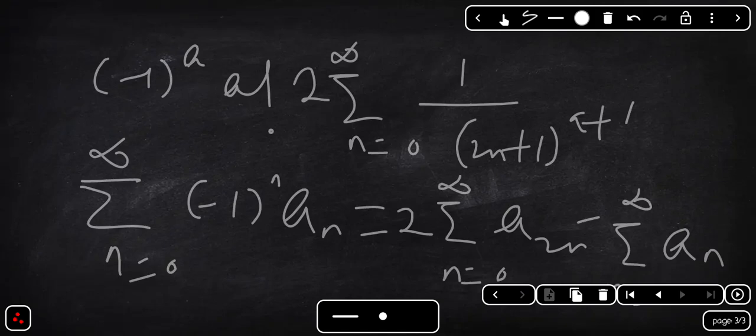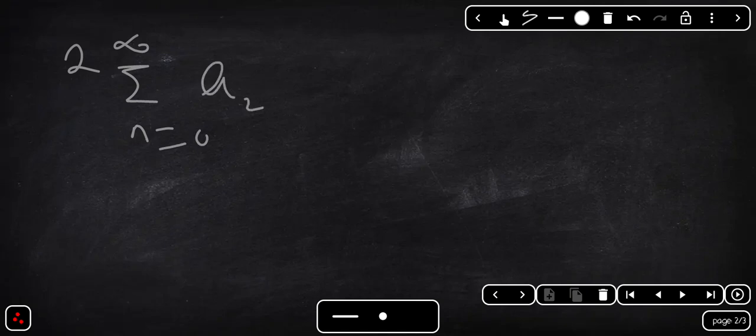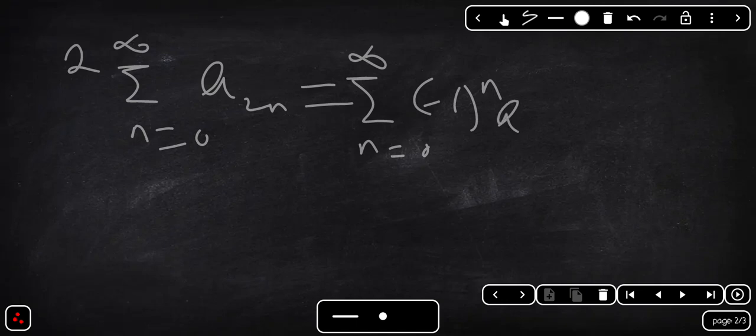So I can make this the subject here. If I make that the subject, I can say 2 multiplied by the sum of n from 0 to infinity of a to n is equal to the sum of n from 0 to infinity of minus 1 raised to the power of n multiplied by an, plus the sum of n from 0 to infinity of an.